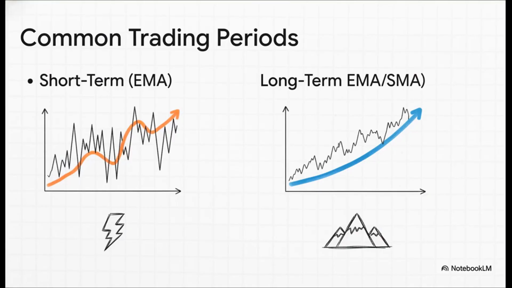So how does this look in practice? Well, you'll often see short-term traders using something like an 8 or 20-day EMA because they need that speed. But for long-term investors looking at the bigger picture, they're more likely to use a 50-day or even the famous 200-day moving average, and they might use either an SMA or an EMA for that.